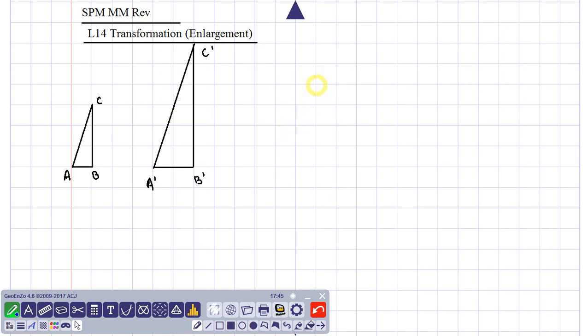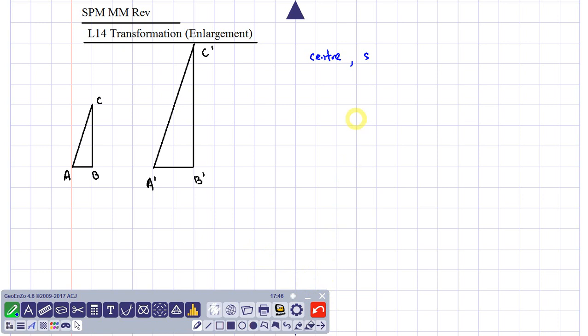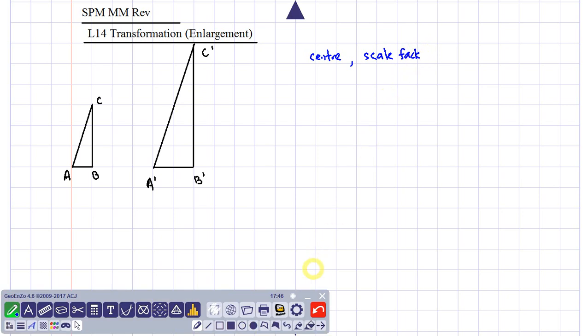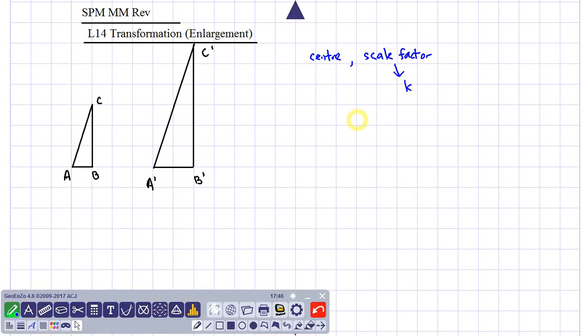Okay, so for enlargement, when you try to describe the enlargement, we need to mention two things: center of enlargement and also the scale factor. Normally we represent the scale factor by k. So how do we calculate the scale factor?